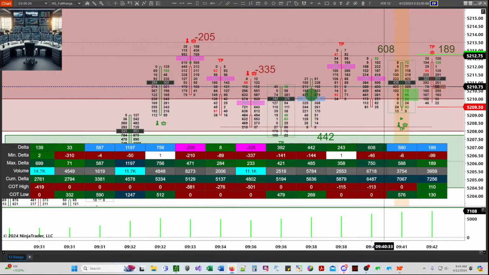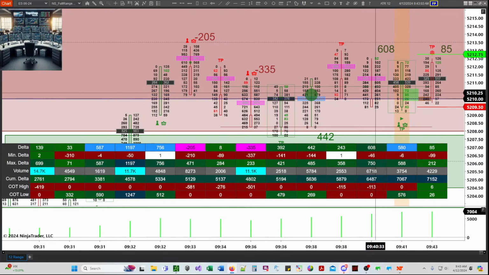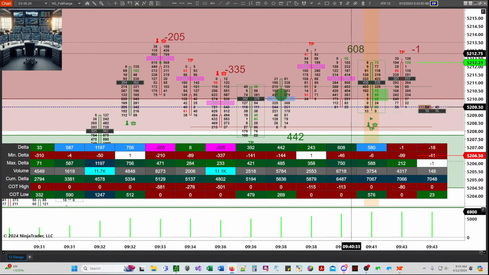Got a dead bar, 608. I call this a dead bar because the bar closed down, but it has a green delta.